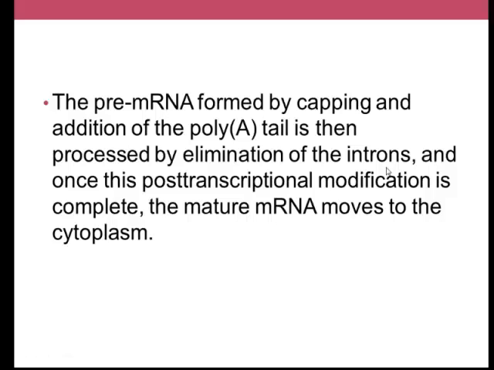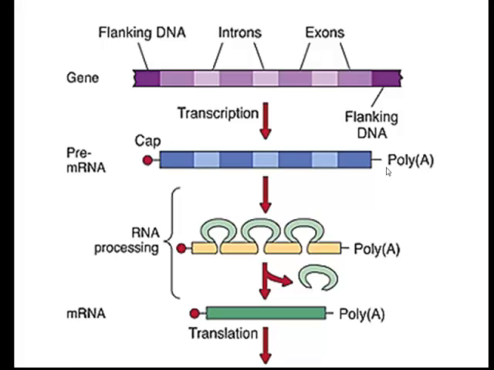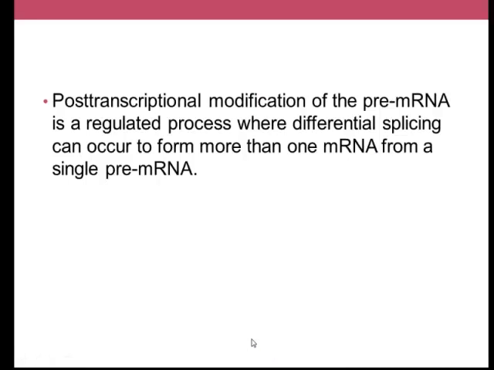The pre-mRNA formed by capping and addition of the poly A tail is then processed by elimination of introns, and once this modification is complete, mature mRNA is formed. So for processing, the introns have to be removed. These are the introns and they are removed, and now we have mature mRNA which is ready for being translated. Processing of pre-mRNA is a regulated process where differential splicing can occur to form more than one mRNA from a single pre-mRNA.